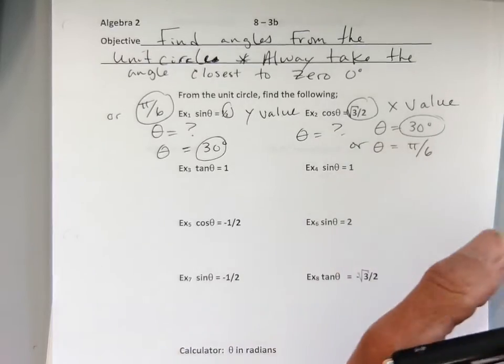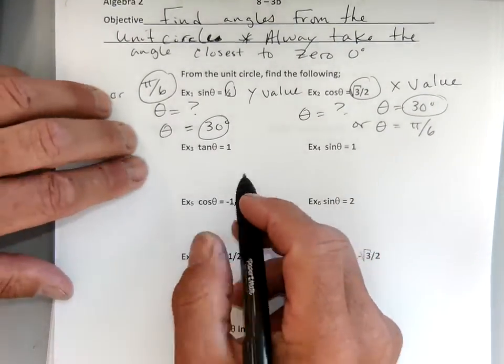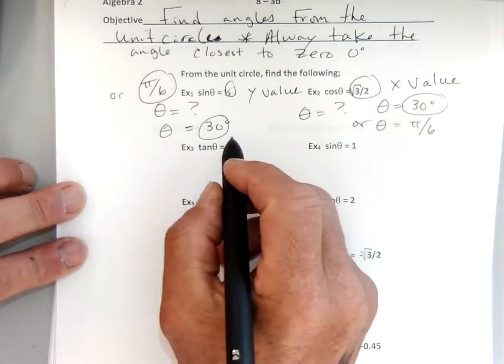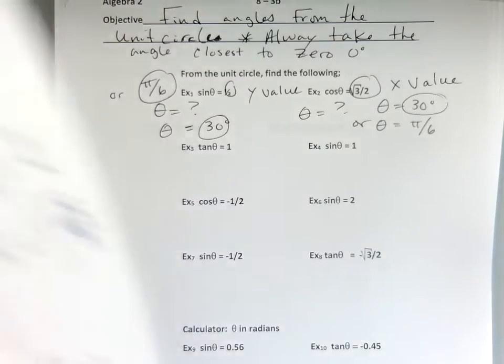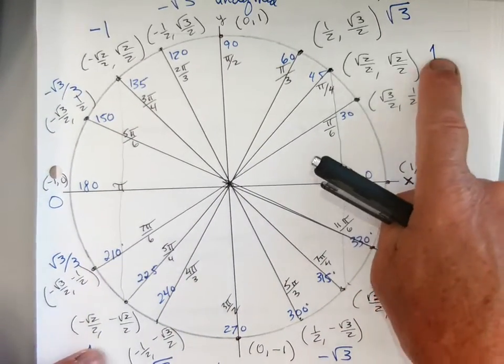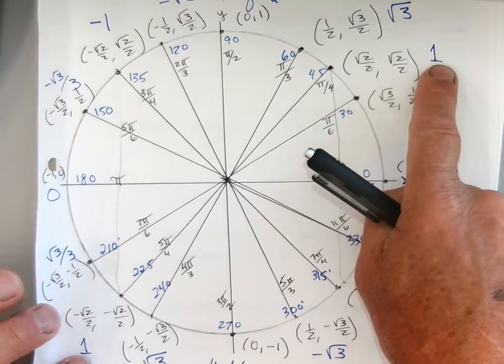Seem easy so far? Cosine of negative 1/2. Again, tangent, I said it wrong. Tangent theta equals 1. So tangent, those are my answers on the outside, right? Happens in two places. Here at 45 degrees, or it happens here at 5pi/4.